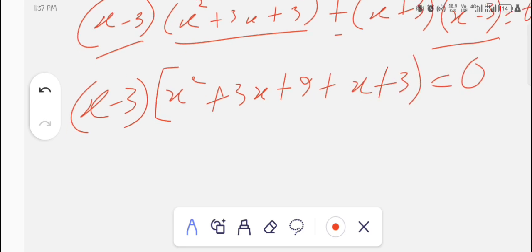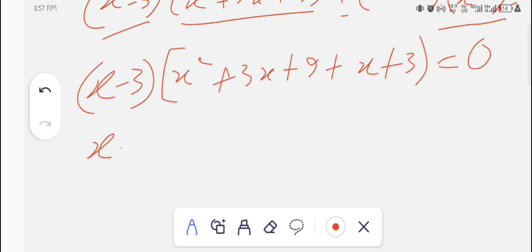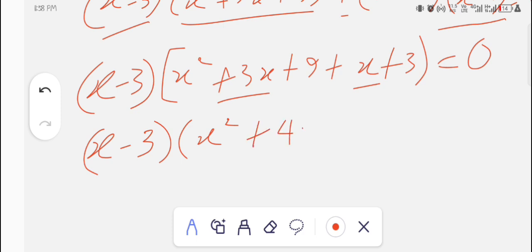We have made progress here, friends. Now also we can see x minus 3 multiplying. Are we there? Good. Let us collect the like terms here. Here we have x plus 3x and here we have x. So we have x squared now, and we say plus 4x, right? Okay.